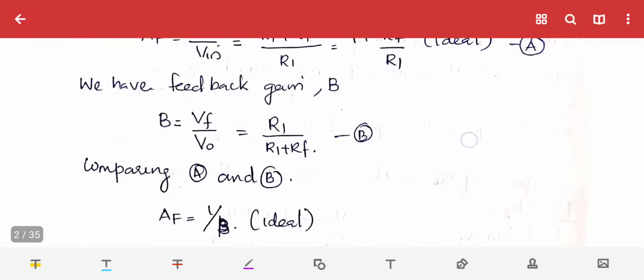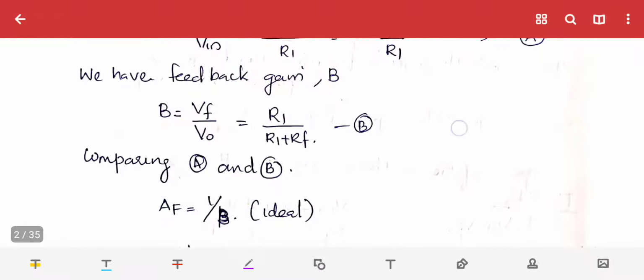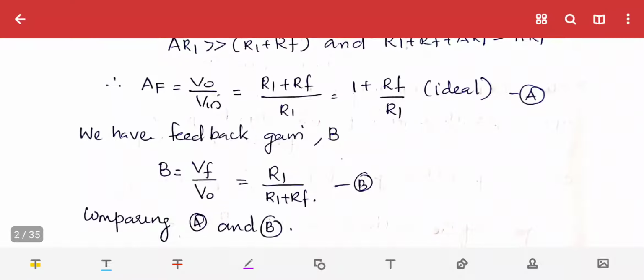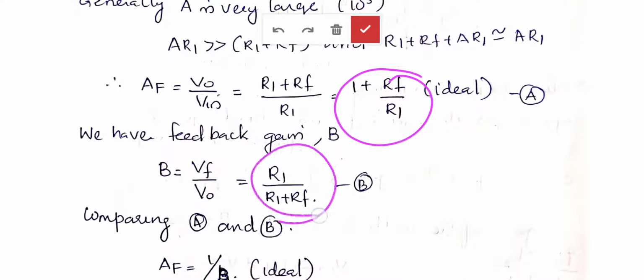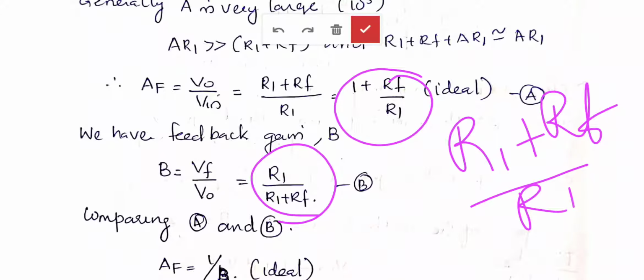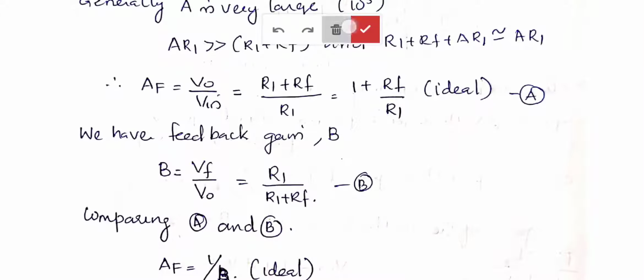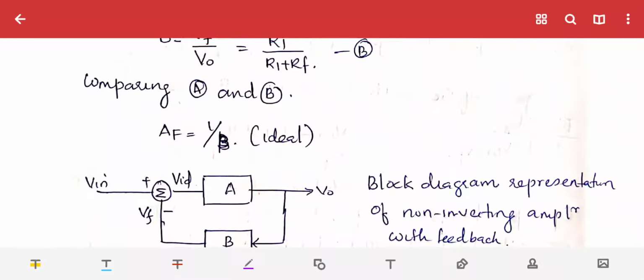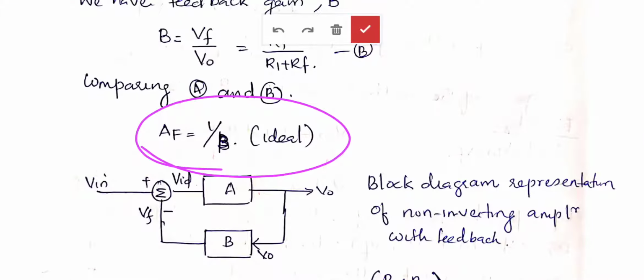So what is the value of feedback gain B? That also we have seen. B is nothing but VF by VO, that is R1 by R1 plus Rf. If we compare these two equations, this one is R1 plus Rf divided by R1, and this is R1 by R1 plus Rf. So you can see AF is nothing but the reciprocal of beta. So comparing these two equations, we can say the closed loop voltage gain, or gain with feedback AF, is nothing but the reciprocal of the feedback gain B or beta. AF is equal to 1 by B ideally.